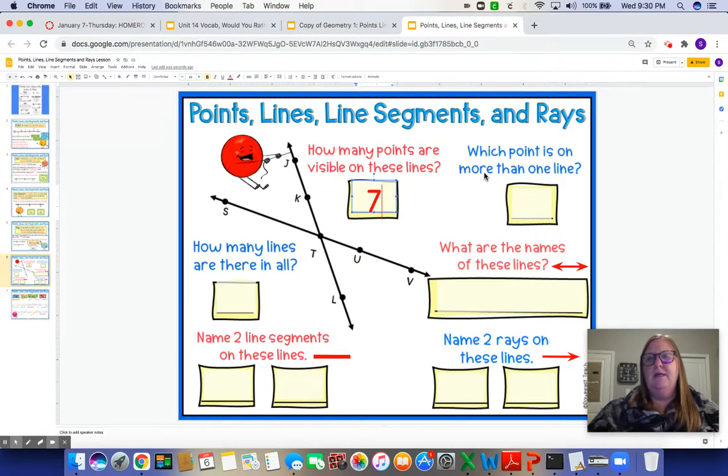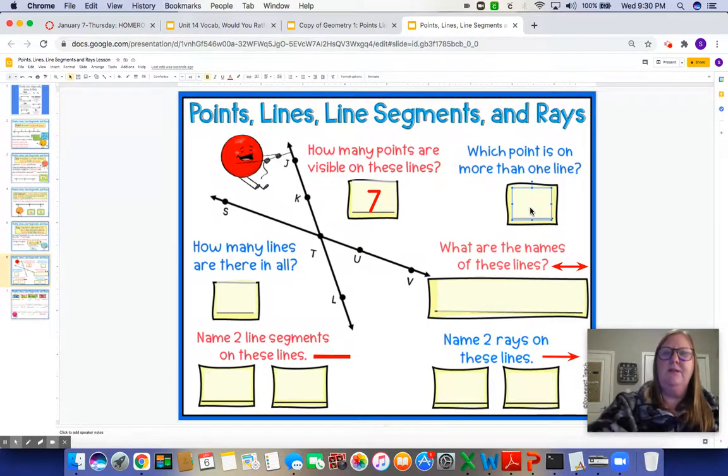Which point is on more than one line? So V is only on this line. U is only on this line. S is just on this line. J is just on this line. K is only on this line. L is only on this line. Do you notice that T is right here in the middle where these two intersect or cross over each other? So T would be on both lines. So that's our answer, point T.